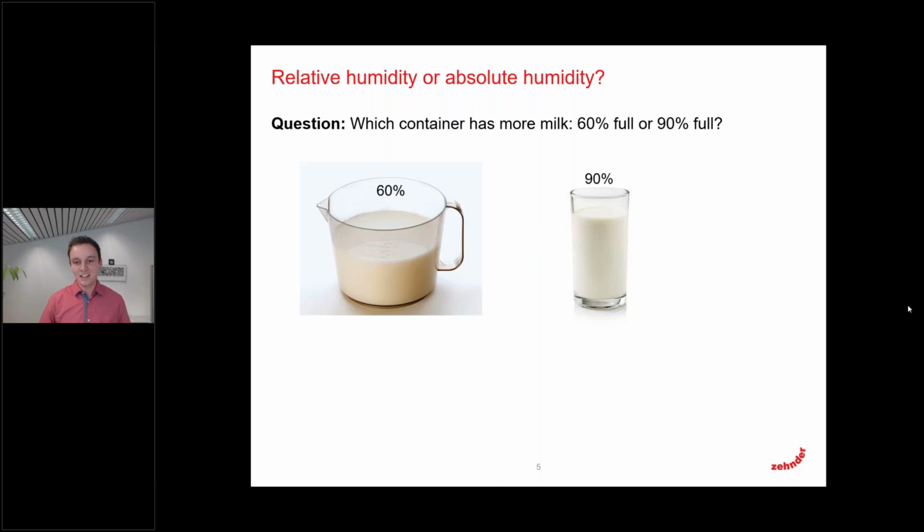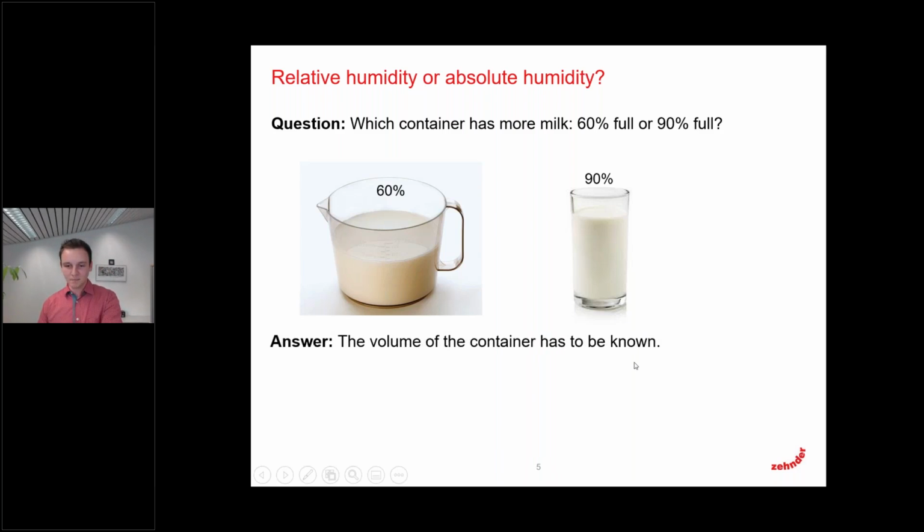So actually, I need to say that this was a trick question. The right answer wasn't given, because without knowing the volume of the container, you cannot answer this question. So everybody who did not make a choice was right. So 10 points for them.